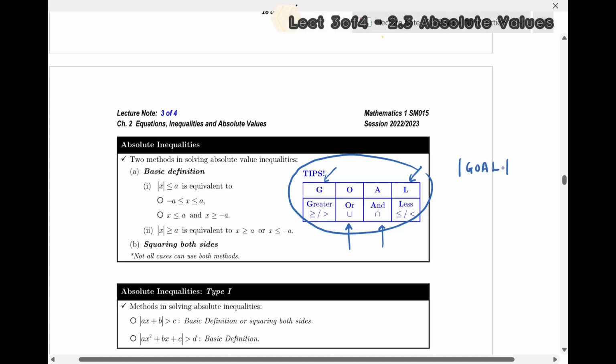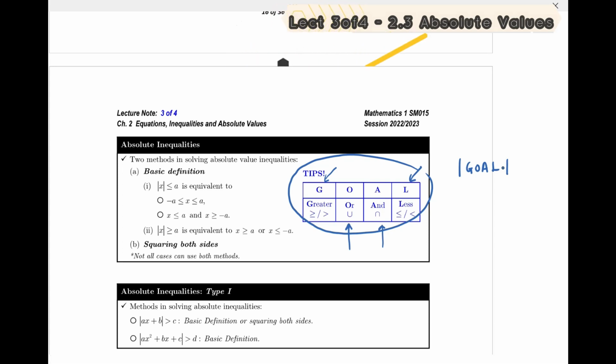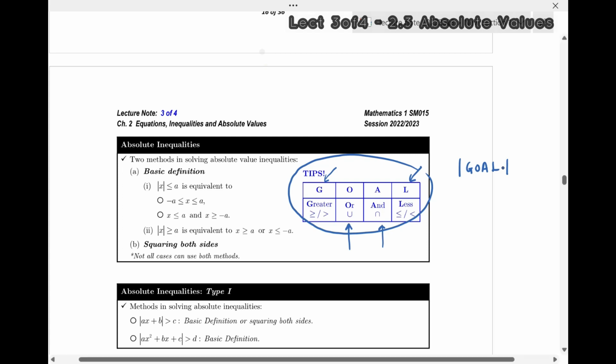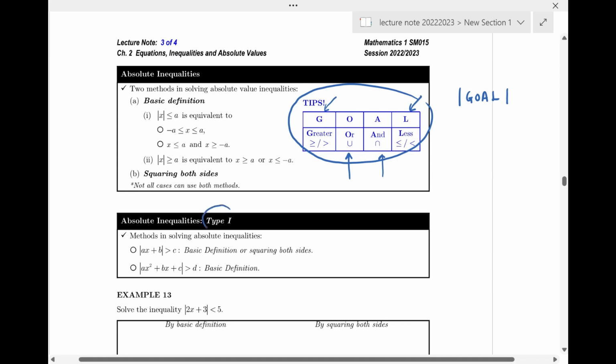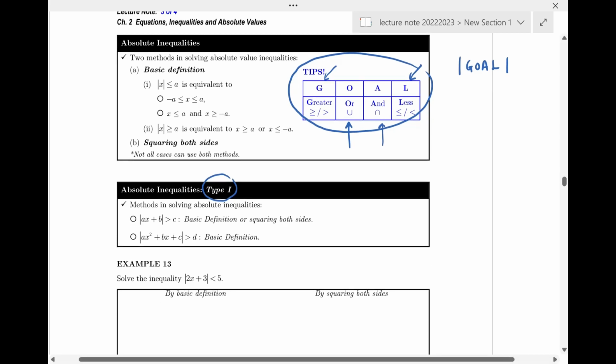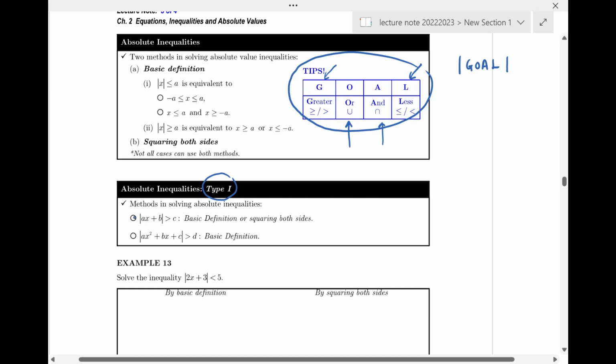Okay, so this goal only can be used to solve absolute inequalities by using basic definition. Okay, so we have absolute inequalities. If you can see here, we have type 1, we have also type 2 and type 3, where it will be explained when to use basic definition, and when we can use squaring both sides.